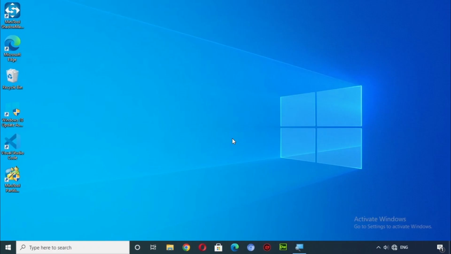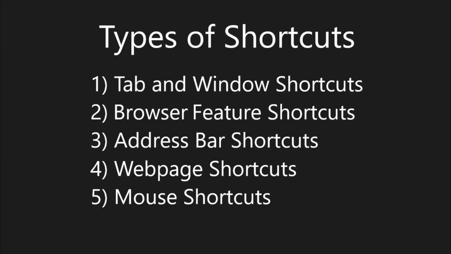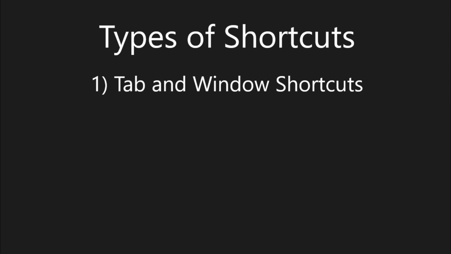Shortcut keys save your time in doing your daily tasks. Google Chrome is one of the best internet browsers which you can use to surf the internet, and it's considered very safe as compared to other browsers. The shortcut keys help a user reduce the time and effort put in while completing a task on Chrome. In this video, we will learn about the different types of shortcut keys of the browser. The first is tab and window shortcuts.